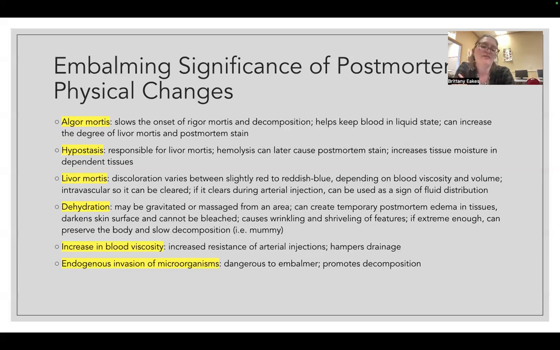An increase in blood viscosity, you get an increase resistance for arterial injection. It's also going to hamper your drainage. And of course, endogenous invasion of microorganisms, bloodborne pathogens, dangerous to us, promotes decomposition.